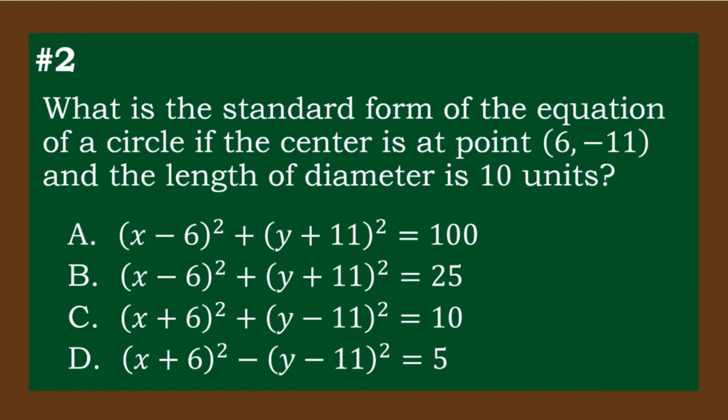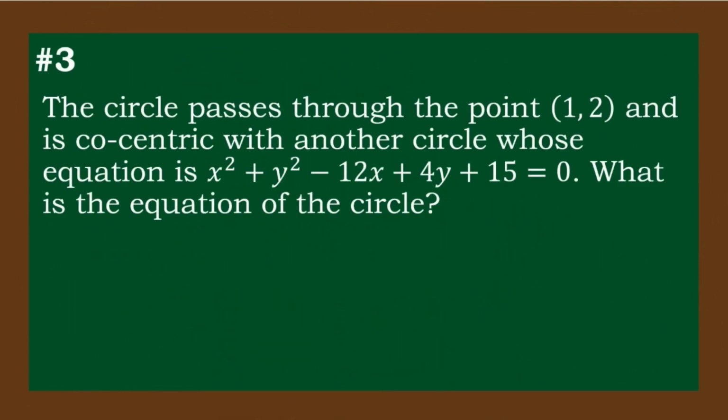The correct answer is. Number 3. The circle passes through the point 1, 2, and is concentric with another circle whose equation is x squared plus y squared minus 12x plus 4y plus 15 equals 0. What is the equation of the circle?